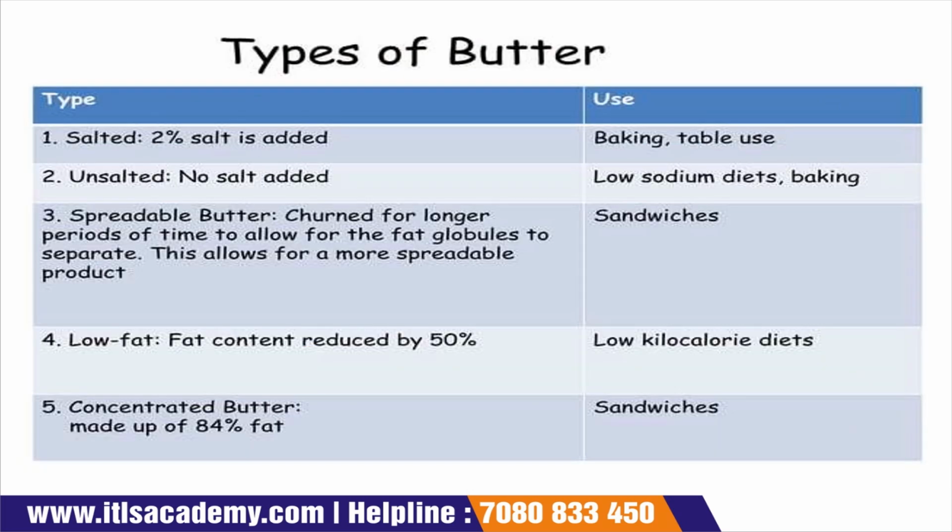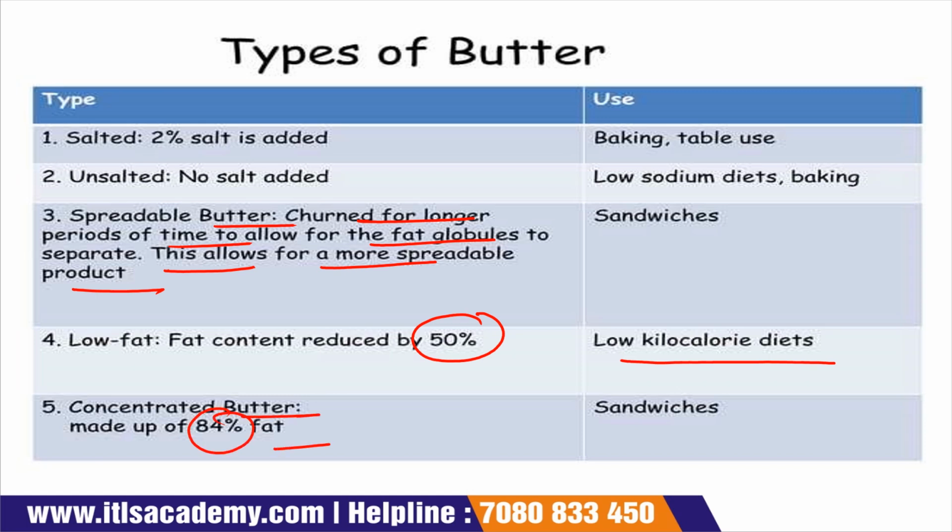Now, different types of butter are present in the market. Some are salted, which contain around 2% salt. One is unsalted, in which salt is not added. Spreadable butter is churned for a longer period of time to allow the fat globules to separate. This allows for a more spreadable product. Low fat, in which fat content is reduced by around 50%, and it is for a low kilocalorie diet. Concentrated butter is made up of around 80% fat, and it is used in sandwiches.